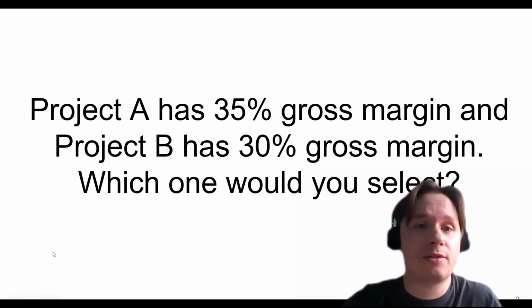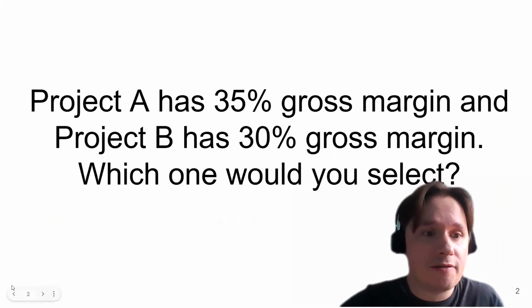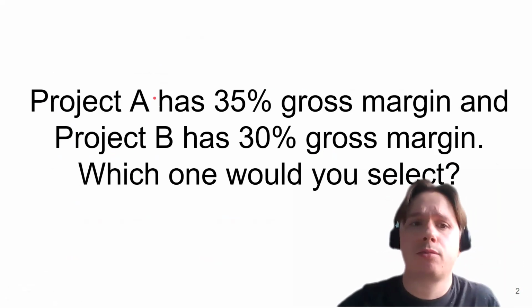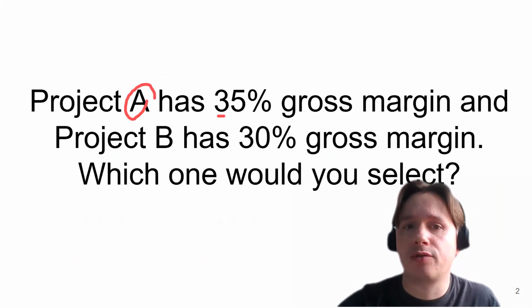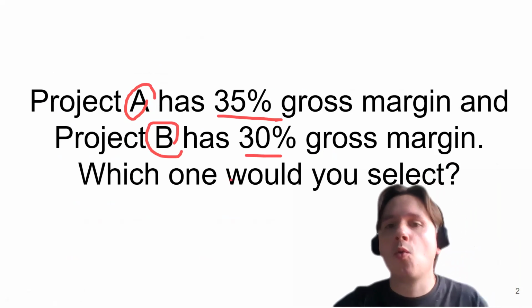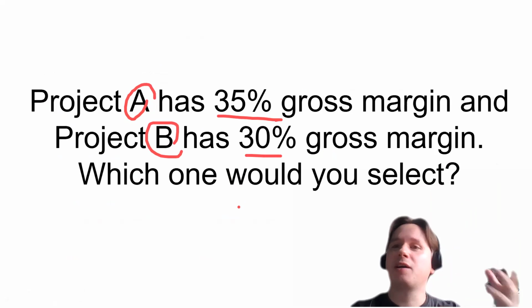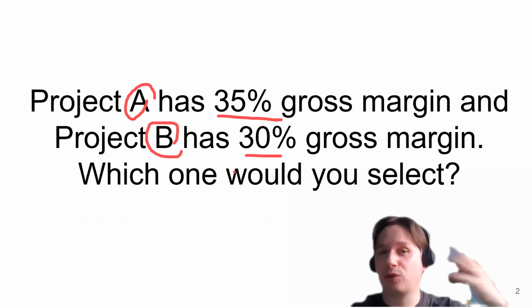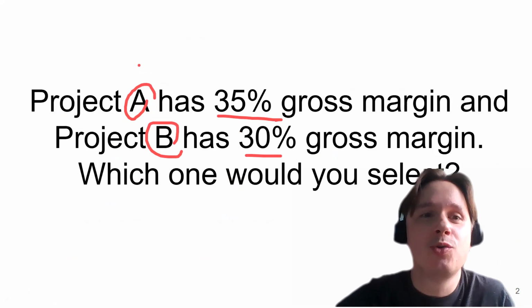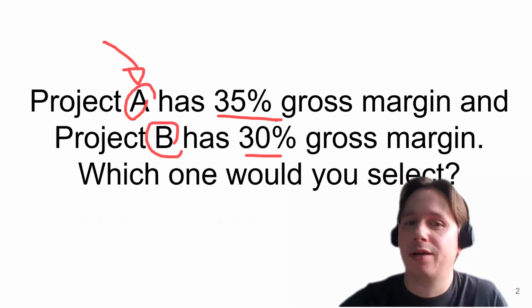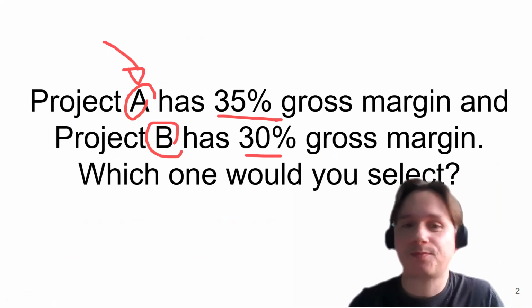So here on my screen, you see a question which is very simple. You have two project options: project A with a gross margin of 35% and project B with a gross margin of 30%. Which one would you select? Well, if you are like most people, you just jump in and say, I'm going to go for project A because it has 35% gross margin.